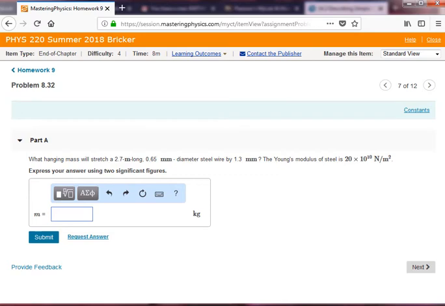Okay, so another part of Chapter 8 is elasticity, and we're stretching things essentially, sort of like a spring. And in this problem, we have what hanging mass will stretch a 2.7 meter long, 0.65 millimeter diameter steel wire by 1.3 millimeters. And the Young's modulus of steel is 20 times 10 to the 10th newtons per square meter. Okay, let's take a look at this.